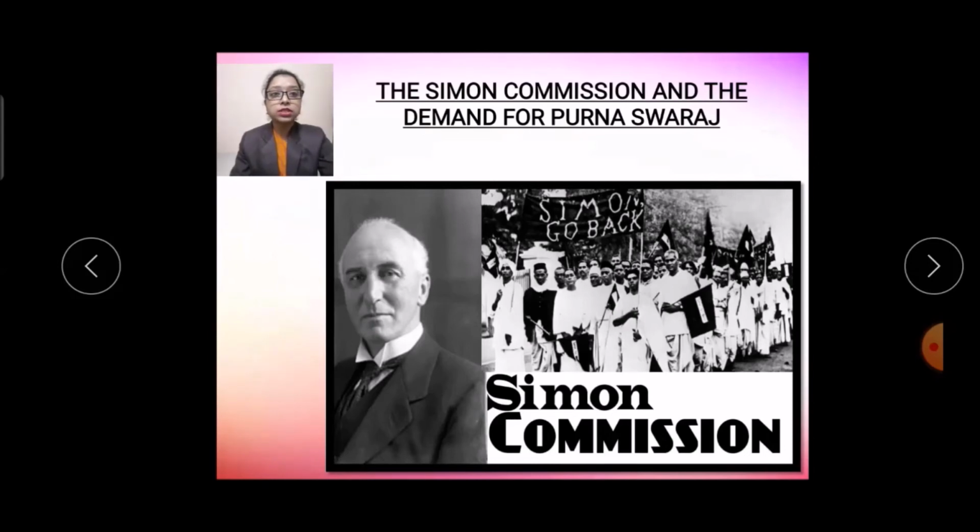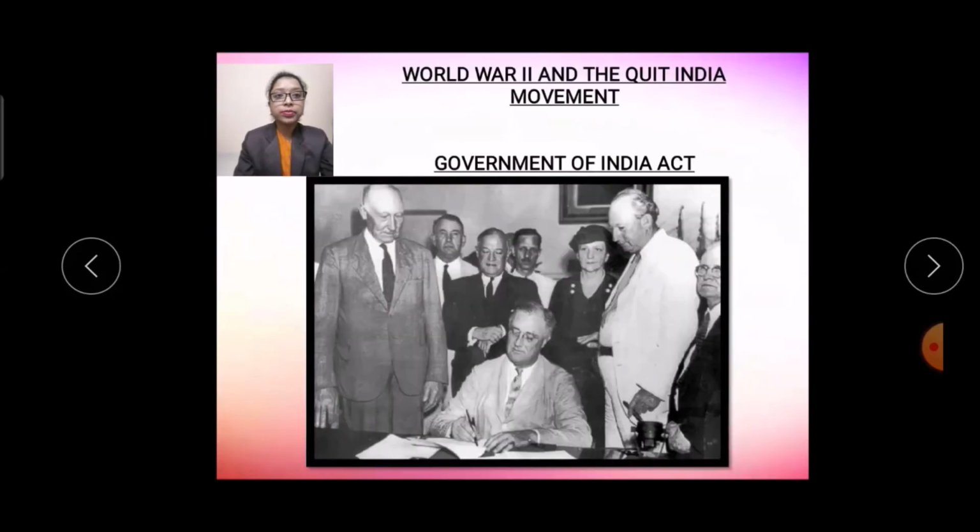Here you can see how these people have written Simon go back. Because there were no Indians in the commission, that is why they were angry with this commission, and they shouted this slogan, Simon go back. So the Congress now decided to demand Purna Swaraj, or complete independence for India. So let's see next now.